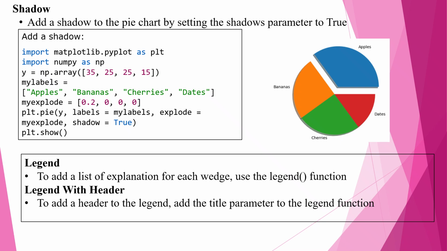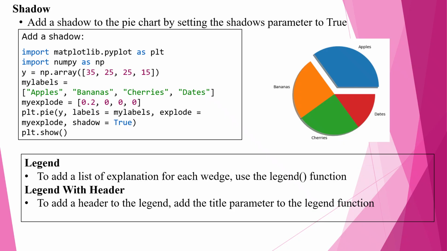Shadow. This example shows how to enhance a pie chart by adding a shadow and using a legend in matplotlib. The shadow parameter is set to true in the pie function, which adds a shadow effect behind the chart, making it look more visually appealing. The explode parameter is also used here to slightly separate a specific wedge, helping it stand out.